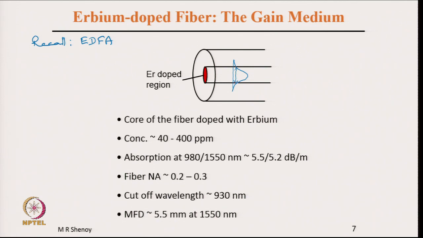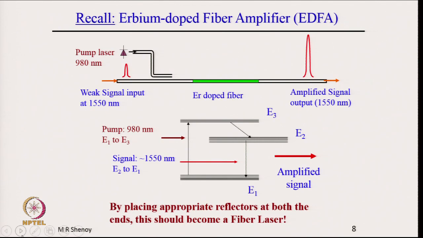It is slightly different from the diameter of the core itself. All right. So, recall this erbium doped fiber amplifier, same diagram we had discussed earlier. It has a 980 nanometer pump laser to excite the erbium ions in the doped fiber. This region here is the doped fiber, and these are the joints, optical fiber splices.